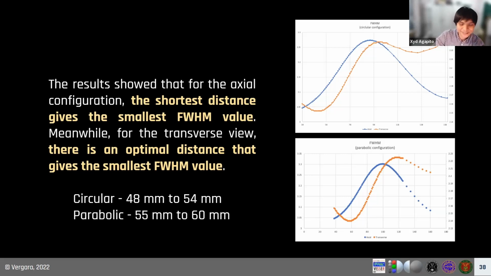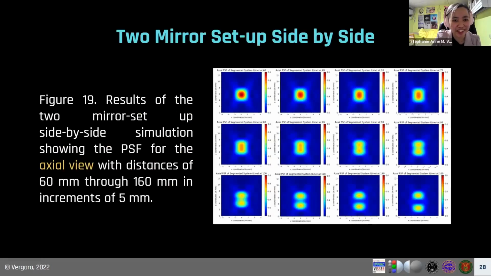Another thing, can you put the slide dun sa where you derive the equation for the parabola and the circle? Okay. Wait, sorry.